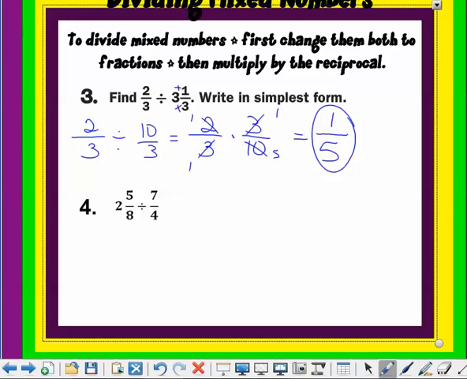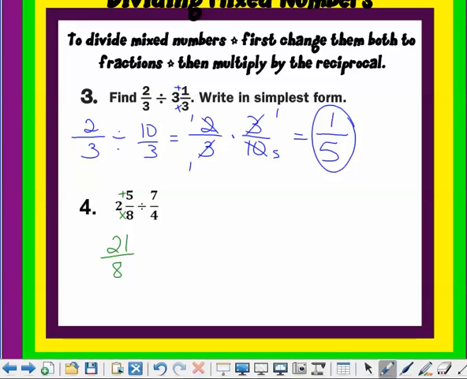All right, so in this case we have 2 times 8, which will give us 16. Let me make that look more like a multiplication sign. Plus the 5 will give us 21. So we have 21/8 divided by 7/4. We're going to take the reciprocal of 7/4, which will be 4/7, and now we'll multiply since we use that reciprocal.